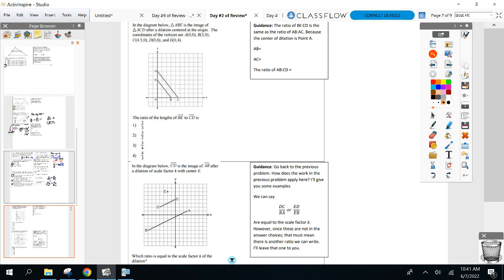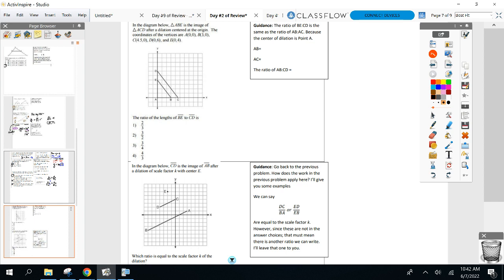We got 6 minutes here, and I want to get through these last 2 with you. All right, here we go. Next question. What's the ratio of BE to CD? Initially, when you find the ratios, you think you need to figure out how long BE is and how long CD is and do a ratio. The only way to do that is the distance formula, and I don't think you want to pull that out just yet in the review. So is there an easier way to figure out the ratio of BE to CD without finding their distances? The answer is yes.